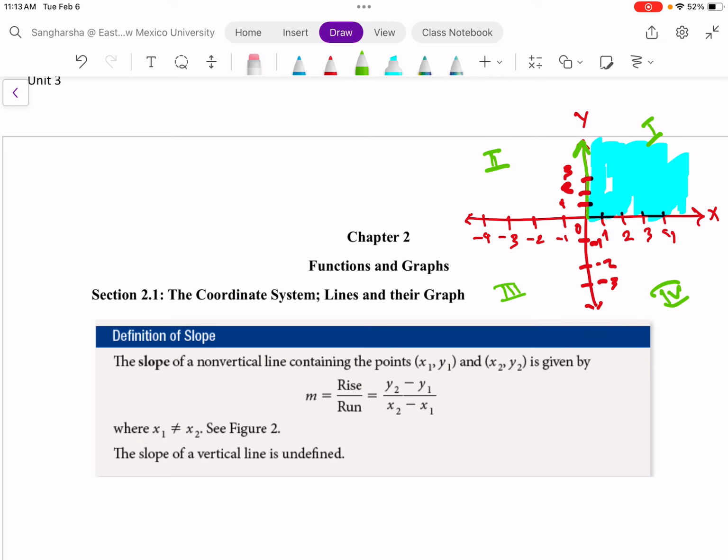Okay, let me take a point here. Let me call this point this one. Now how do we write the position of this point? What do we use to write down the position of this point? Is it an interval, or is it an ordered pair? So how do we write a point? We use an ordered pair, and how do we write an ordered pair?